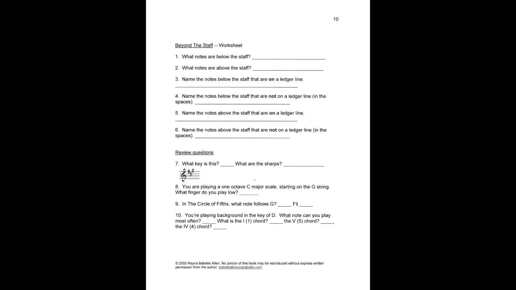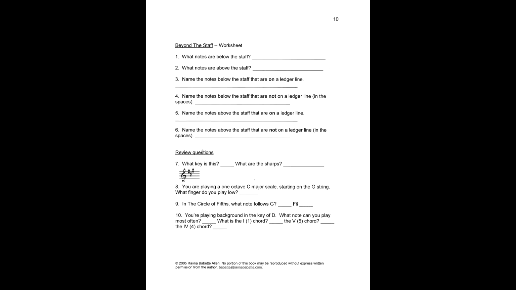Now let's take a look at the worksheet for Beyond the Staff. Question 1. What notes are below the staff? The notes that are below the staff are G, A, B, C, and D. Question 2. What notes are above the staff? Those notes are G, A, B, and C.